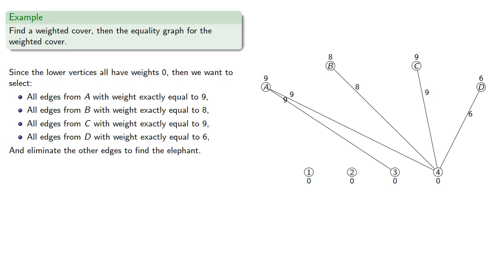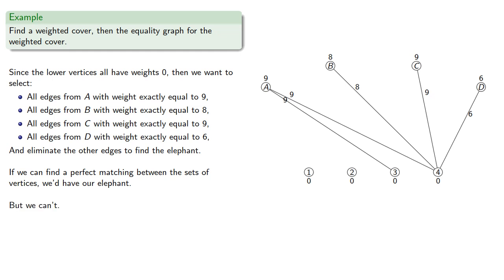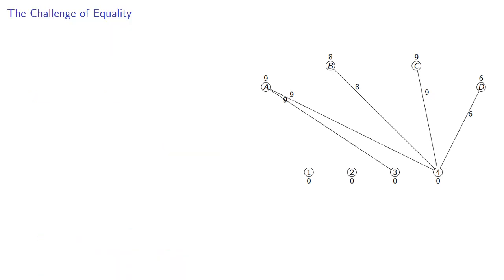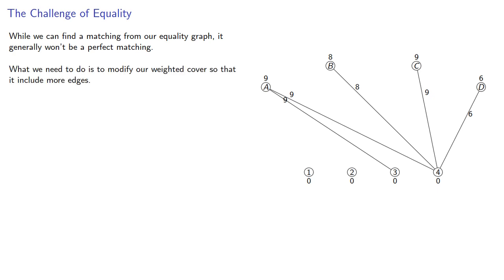So, if we could find a perfect matching between the sets of vertices, we'd have our elephant. But we can't. And so here's the problem. While we can find a matching from our equality graph, it generally won't be a perfect matching. So what we'll need to do is to modify our weighted cover so it includes more edges. We'll take a look at how we might do that next.